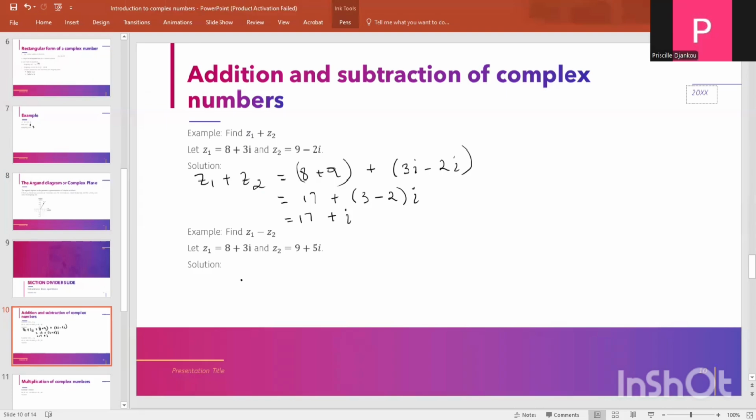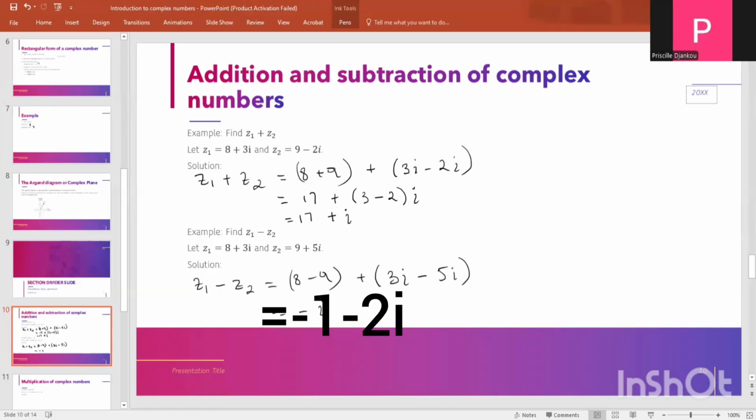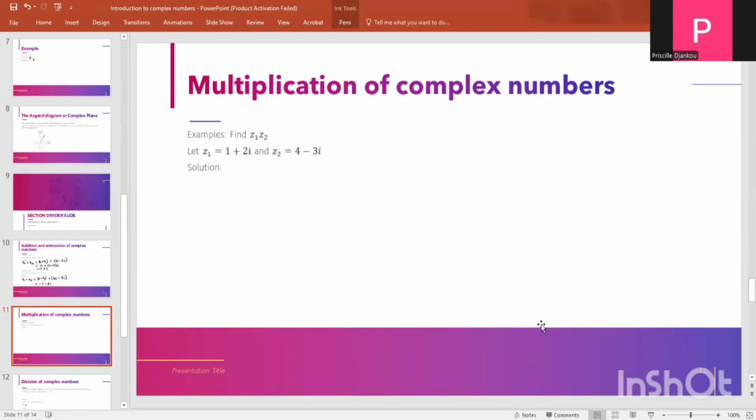How do we subtract complex numbers? We do it in a similar manner, where we subtract the real parts together. This gives us 8 minus 9. And we equally subtract the imaginary parts together, 3i minus 5i. You subtract the coefficients of the imaginary units here. We have 3 minus 5, which is minus 2i. As simple as that.